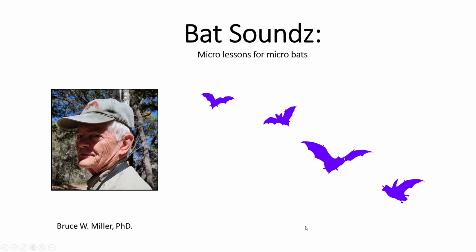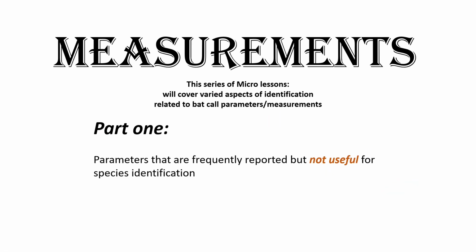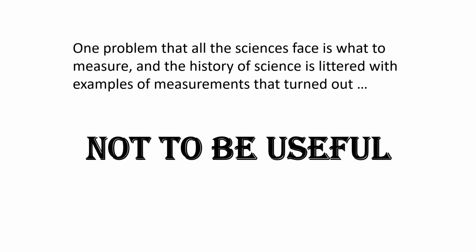Welcome to another micro lesson for microbats. Based on the introduction posted a couple weeks ago, the next series of lessons are going to be discussing measurements, various aspects of those useful for identification, essentially related to call parameters and measurements. Part 1 will look at frequently reported but not useful parameters for species identification.